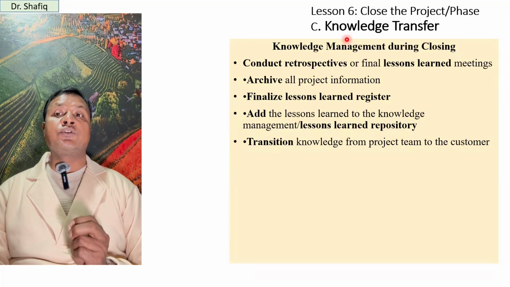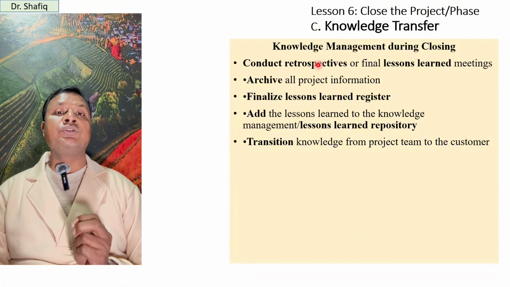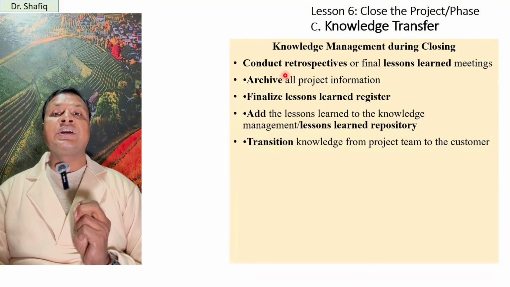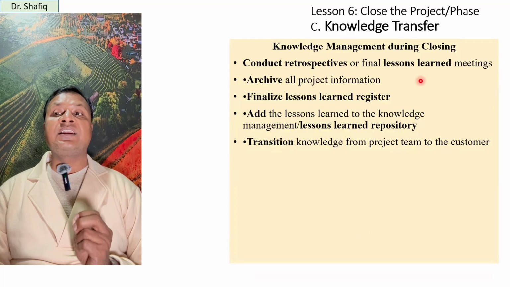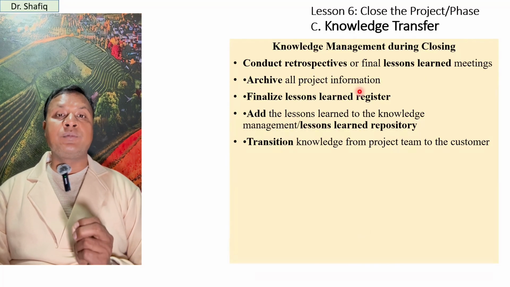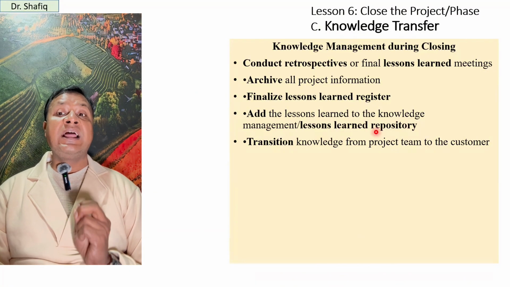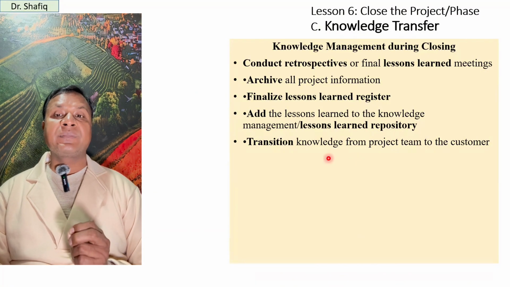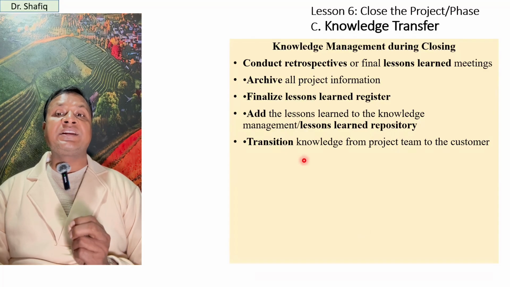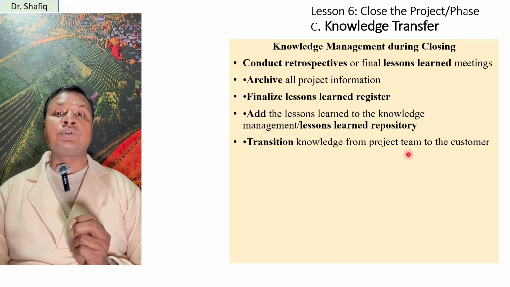Now we should focus on knowledge transfer. So before closing, we should do the knowledge management. We can conduct retrospective or final lessons learned meetings. We can archive all project information. We can add the lessons learned to the knowledge management lessons learned repository. We can make a transition of knowledge from the project team to the customer.